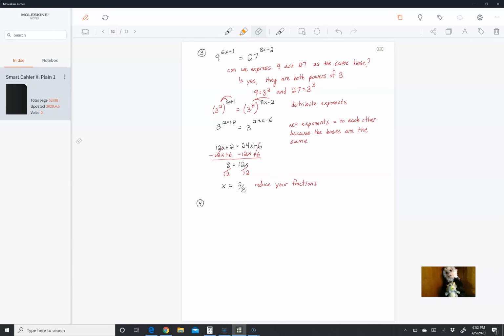So the next one, we're going to do 4 to the 2x minus 1 is equal to 6 to the 4x minus 3. Okay, so in this one, again, we can ask ourselves, can we express 4 and 6 with the same base? And the answer is no. So we have to use the second method.